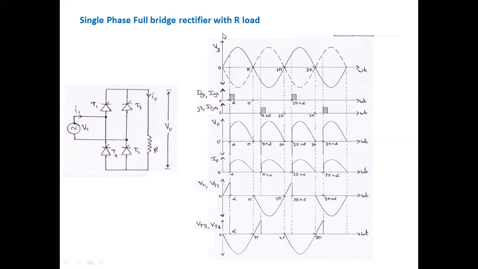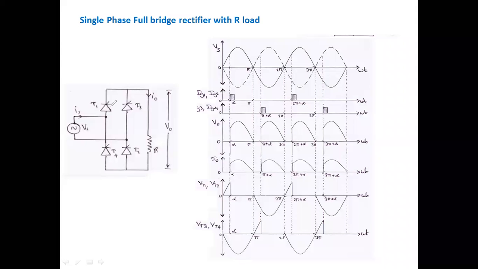So in this, we have seen the figure A. In figure A, the thyristors T1, T2, T3 and T4 are connected in the form of a bridge with a voltage source Vs, that is equal to Vm sin omega t, and your load circuit is a resistive circuit. And here we have seen the input supply voltage waveform, gate pulse, output voltage waveform, output current waveform, voltage across thyristor T1 and T2, and the voltage across thyristor T3 and T4. So this is the circuit diagram and the waveform.